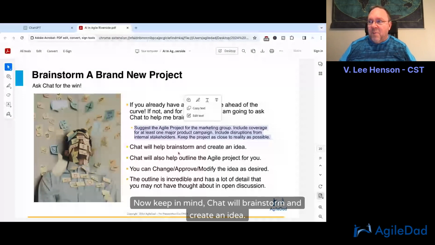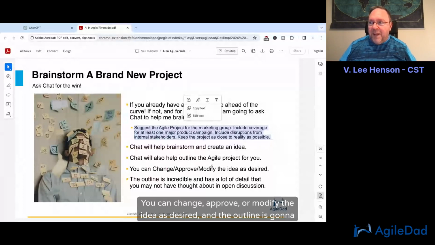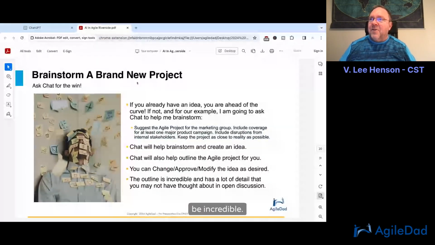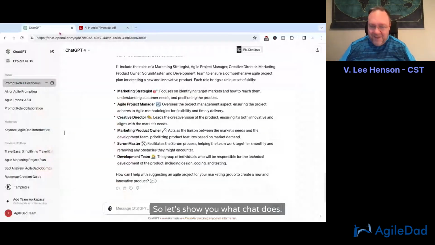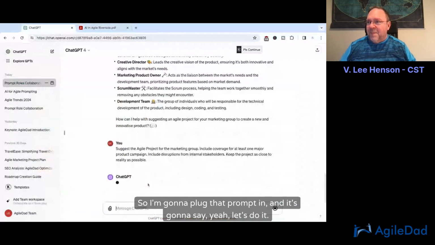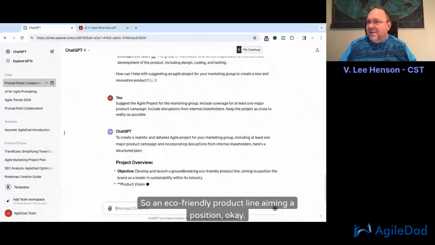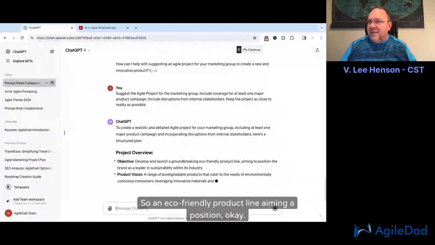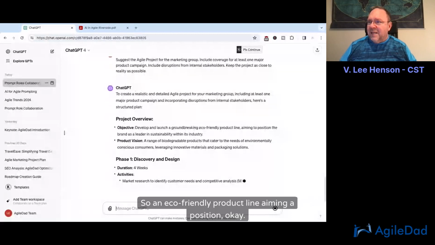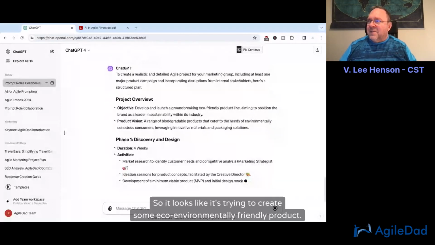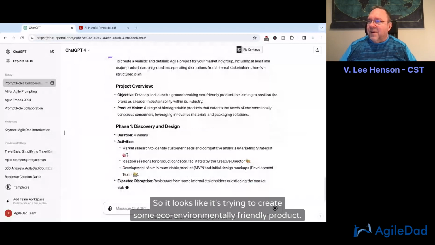Now, keep in mind, chat will brainstorm and create an idea. It will help outline the Agile project for you. You can change, approve, or modify the idea as desired, and the outline is going to be incredible. So let's show you what chat does. So I'm going to plug that prompt in, and it's going to say, yeah, let's do it. So an eco-friendly product line, aiming a position, okay. So it looks like it's trying to create some eco-environmentally friendly product.